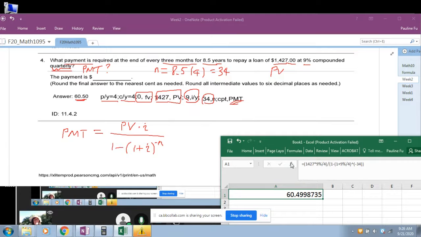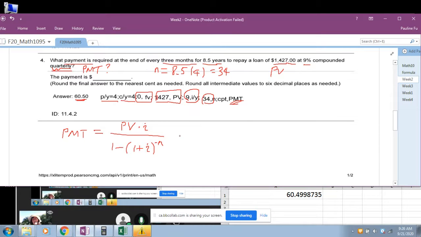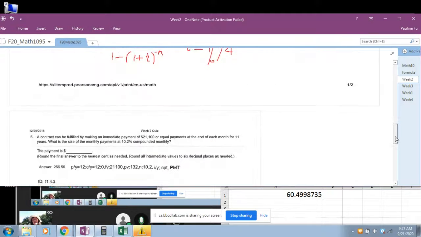Again, you can see this formula here. This is the formula I typed in, and this is the result. I'm going to write down a little note here. In this formula, I is not equal to 9%. I equal to 9% divided by 4. When you use the formula, you have to use the periodic interest, not the annual interest. So this is this question. Any questions?